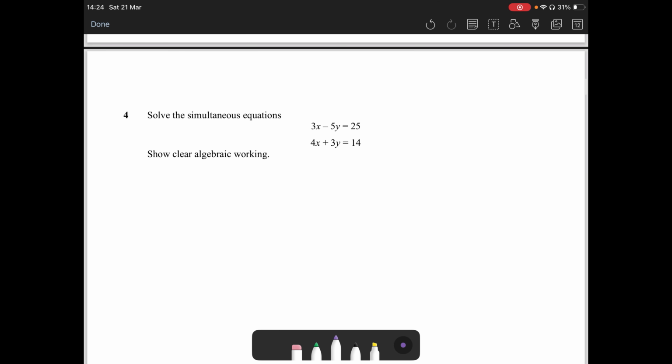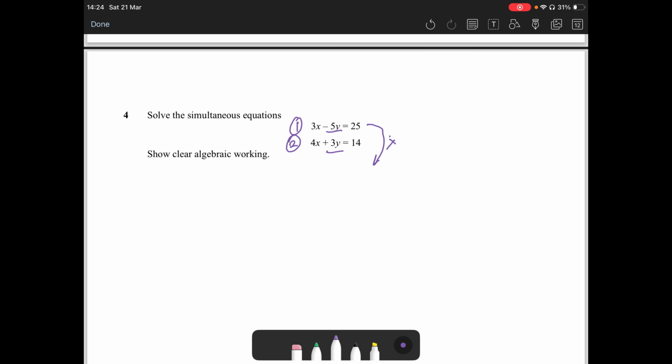Number 4, solve the simultaneous equations. There's 2 ways. Do you know what? I'm going to try and get the same coefficient of y. So 5 and 3, 15 is the number we're going for. So I'm going to label this equation 1 and equation 2.